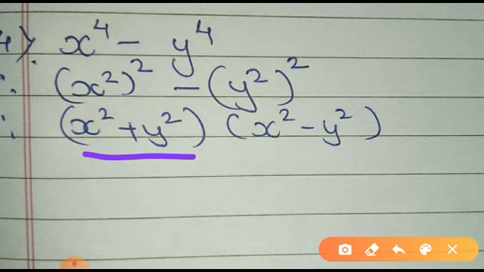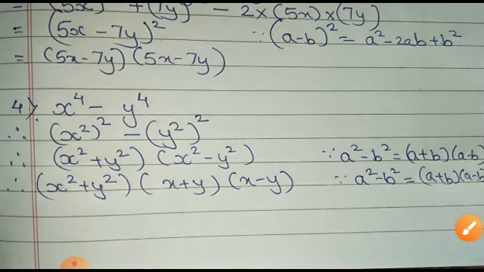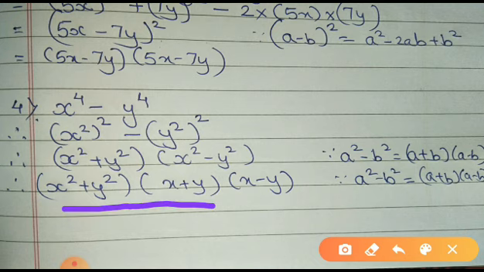Here you should not stop, because I have to check further whether I can factorize it further or not. Now x square plus y square I cannot, there is no identity for x square plus y square, so that term I'll be writing as it is. See the second bracket, it is x square minus y square, and for x square minus y square I have the identity. So use the identity. So again it is x square plus y square into x plus y into x minus y. Okay, is that clear?